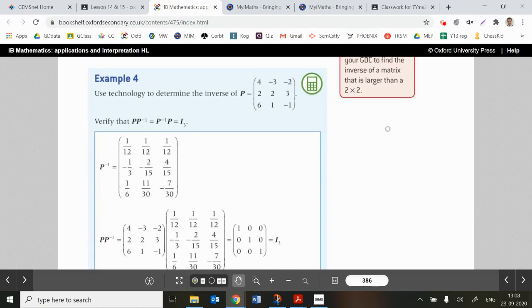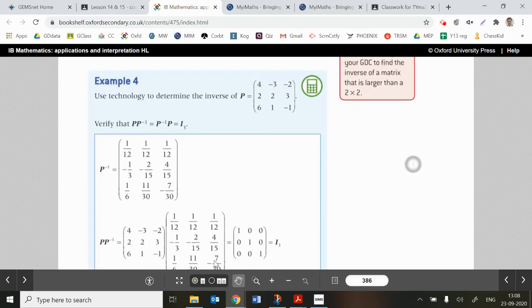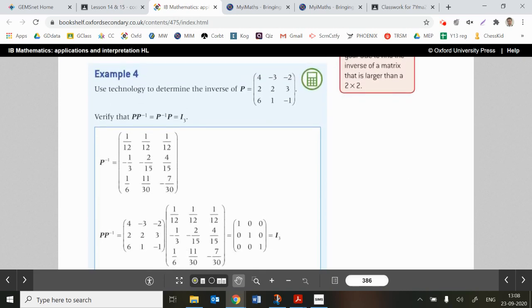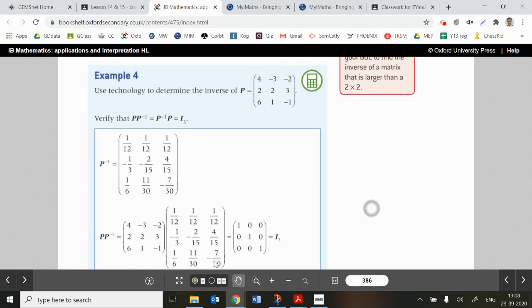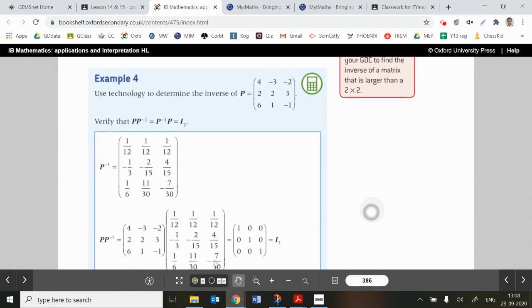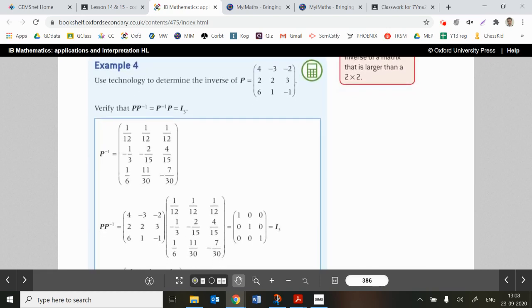Example 4 says use technology to determine the inverse of this, and we've got a 3 by 3 matrix here. Again, we're not being asked to solve a set of simultaneous equations just yet, but for examples greater than 2 by 2, we can do this using technology. That is fine for our course. So it's really straightforward to do in your calculator.